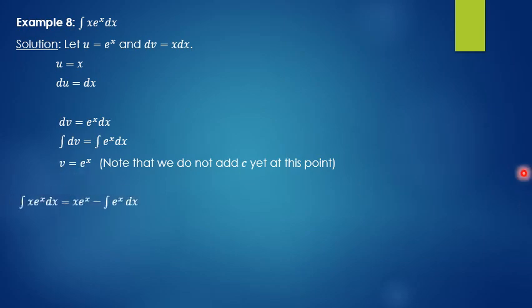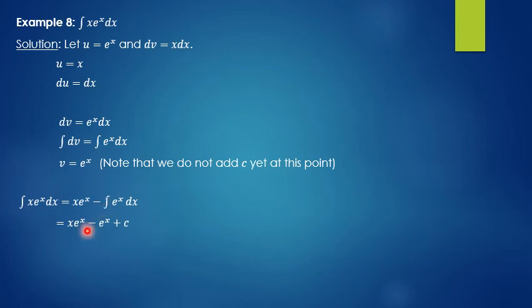So we will now be rewriting this into the form uv minus the integral of v du. So again, our u, x here, and then v. So this is uv minus the integral of v du. And if you would now look at this integral, this is now easy to integrate by just using the formula for the integral of exponential functions.